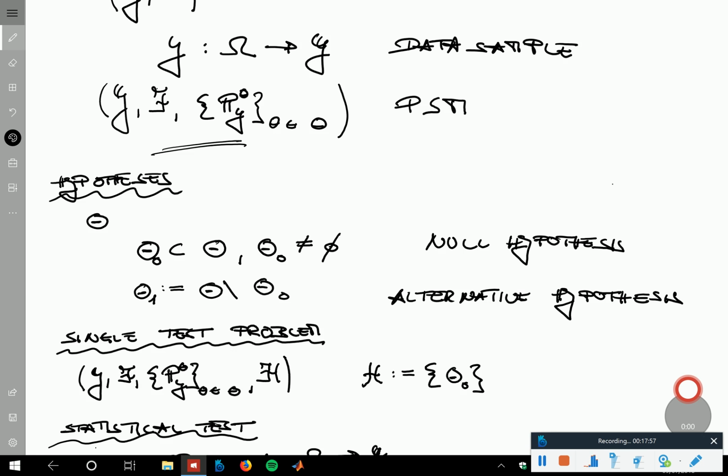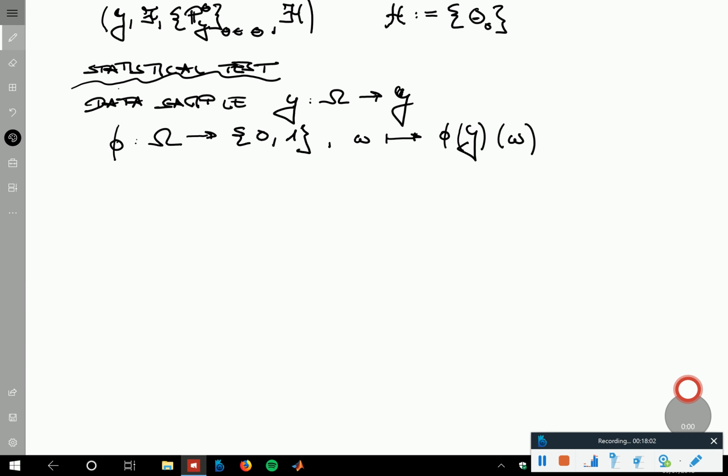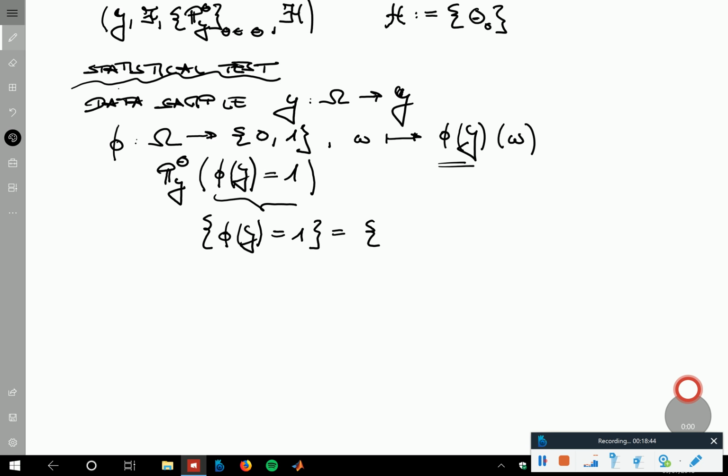There are different ways to write it, and this week I'm favoring this way, so that it's clear that the probability distribution of the test outcome is actually given; this follows directly. If we have a fixed theta, then the distribution of the data determines the distribution of these test outcomes. For example, to make this explicit, the event that the test rejects the null hypothesis: this phi y equals 1 is an event. This refers to the omega in omega which are mapped to 1 by this concatenated mapping of the data sample and the test.